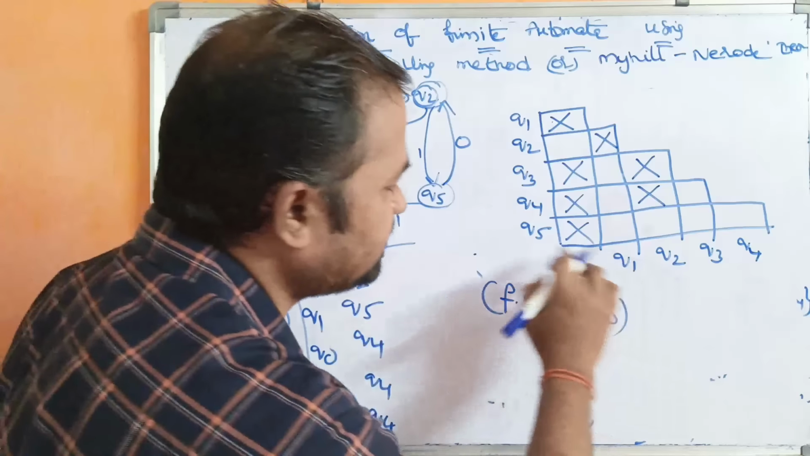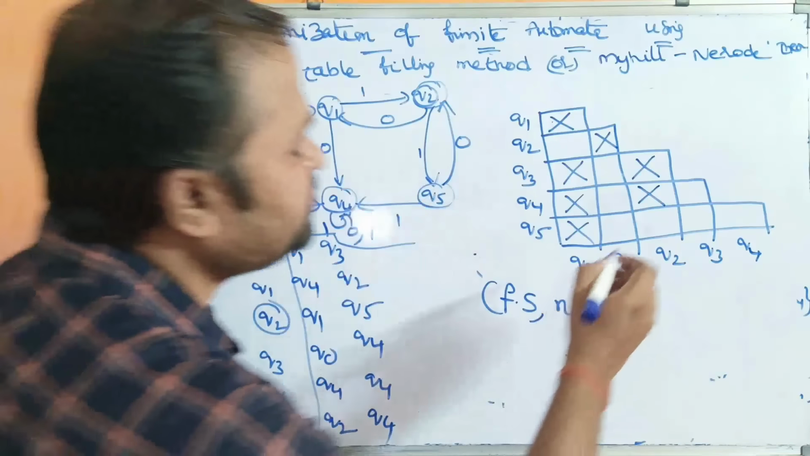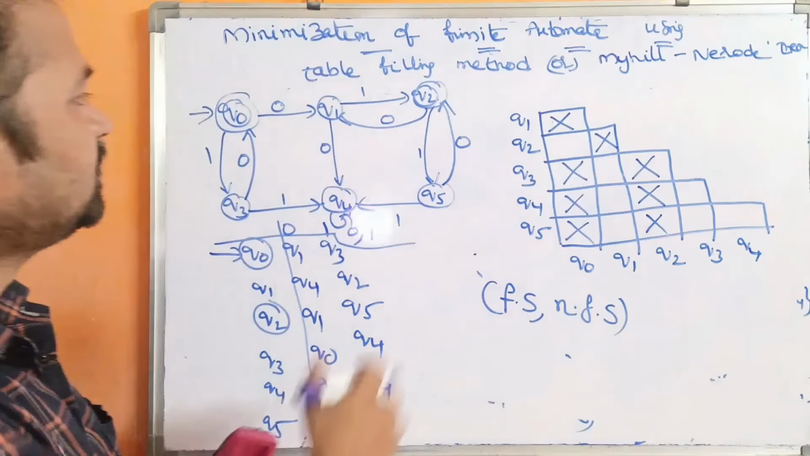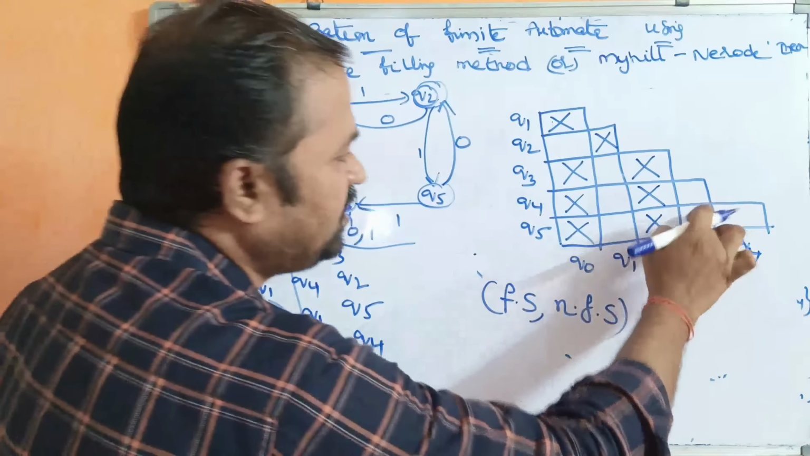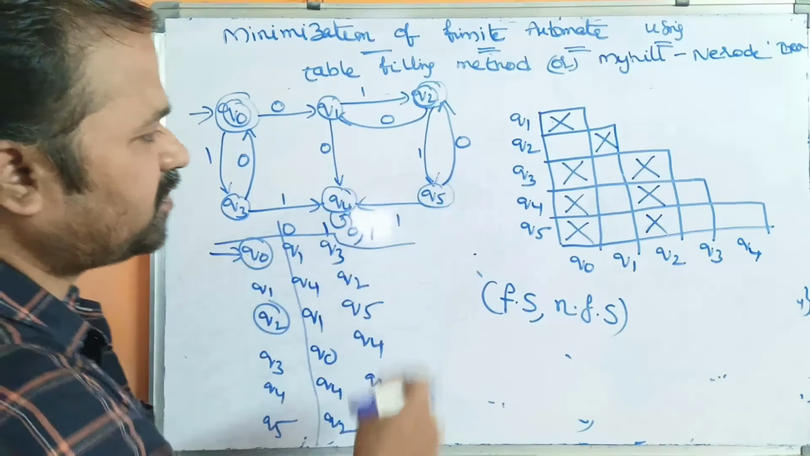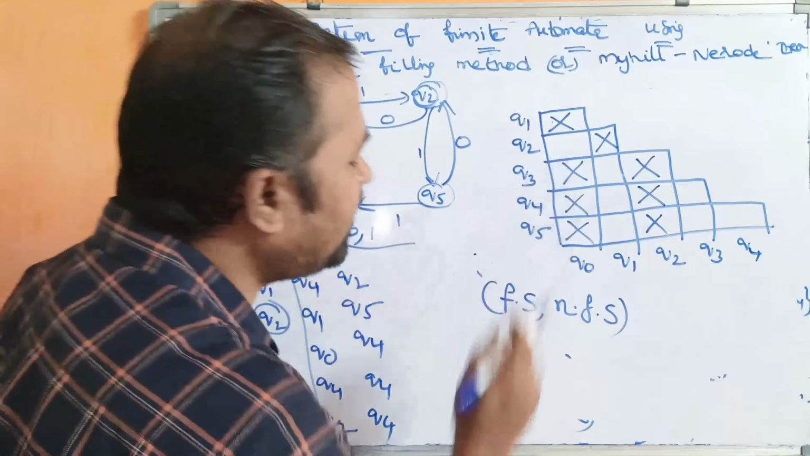So leave this box. Next, Q5, Q2. Q2 is a final state, Q5 is a non-final state. So mark this box. Next, Q5, Q3. Q5 is non-final, Q3 is non-final. So leave this box. Next, Q5, Q4. Both are non-final states. So leave this box.